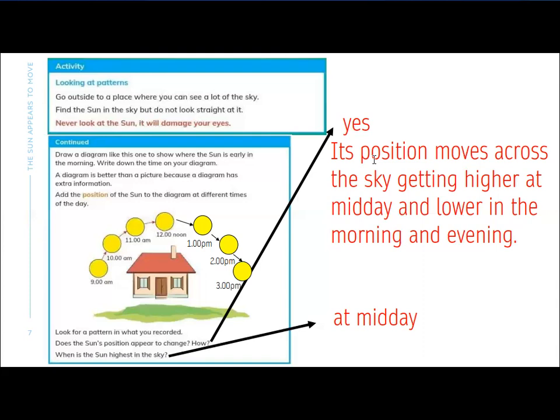Does the sun's position appear to change? Okay. When is the sun highest in the sky? The sun is highest in the sky at midday. So complete the questions. The sun is higher at midday and lower in the morning and evening. So these are different positions of the sun during the daytime.